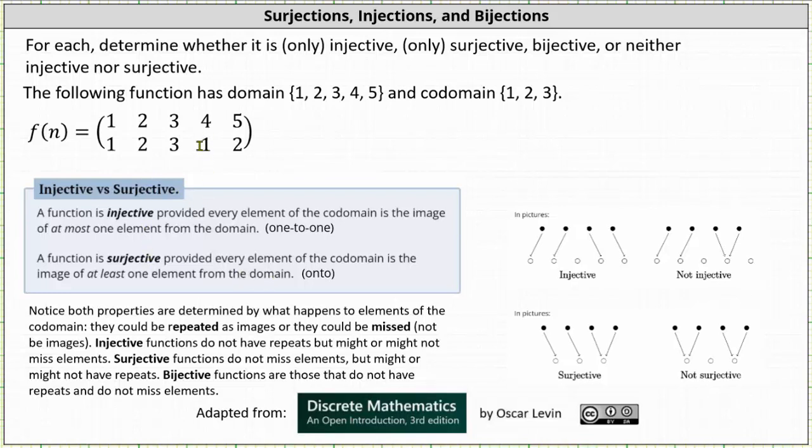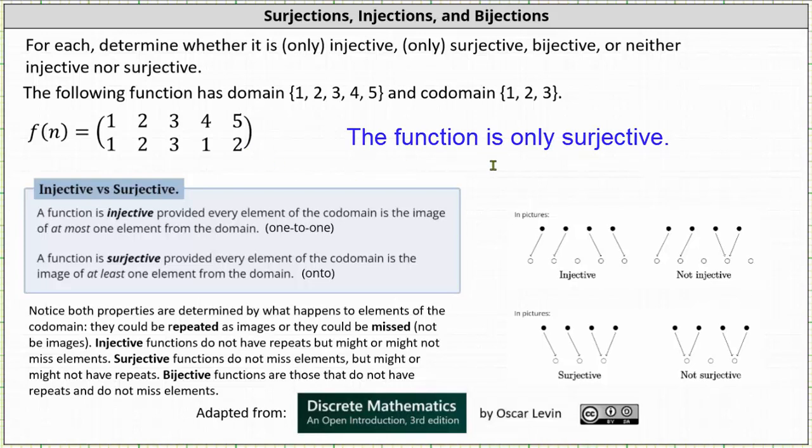However, the function is not injective because the elements 1 and 2 from the codomain are images of 2 elements from the domain, and a function is only injective when every element of the codomain is the image of at most one element from the domain. So because of the elements 1 and 2 in the codomain, the given function is not injective. The function is only surjective.